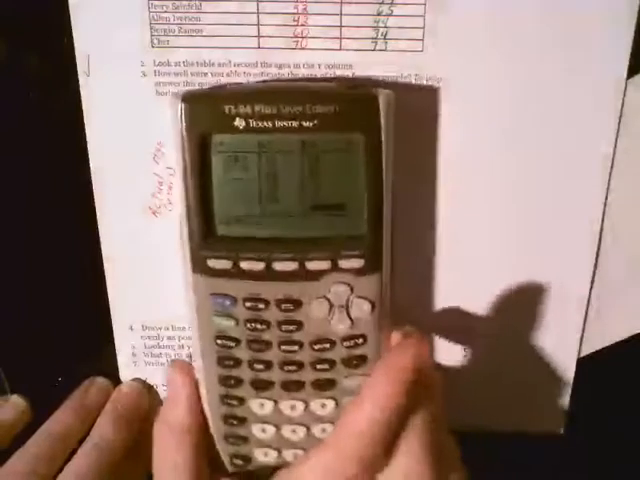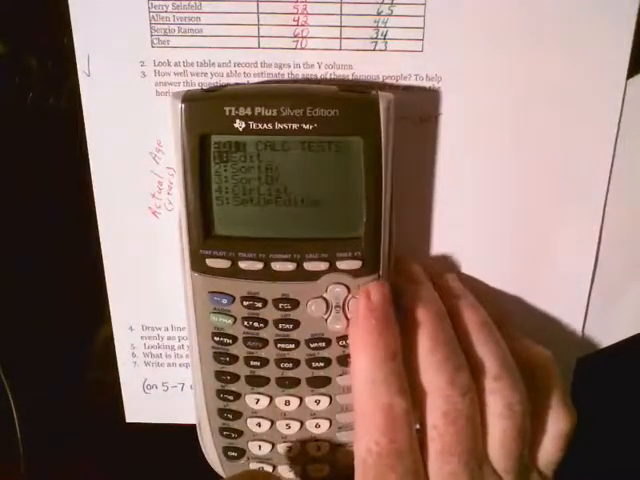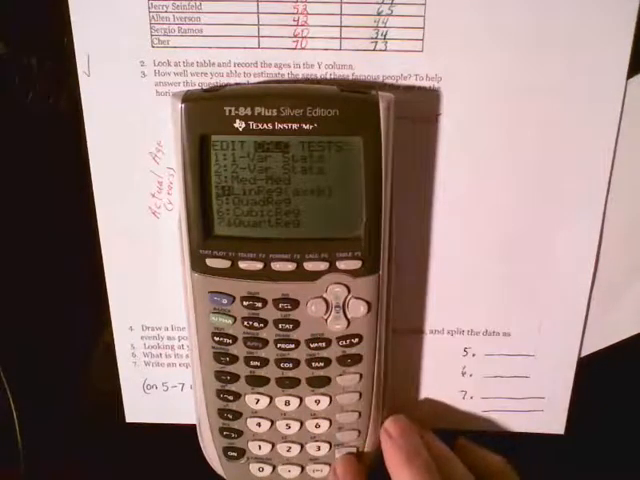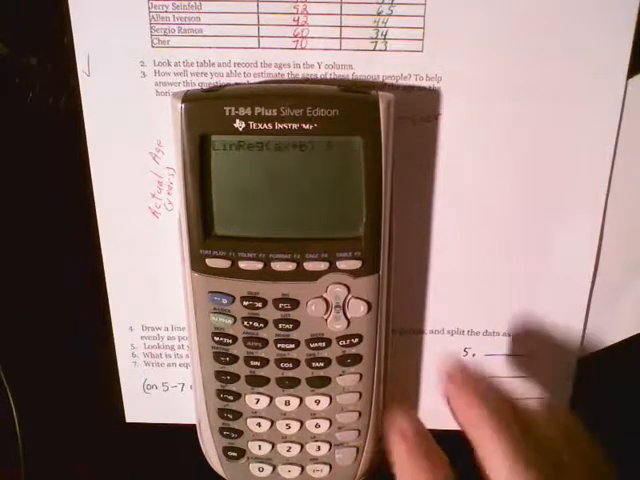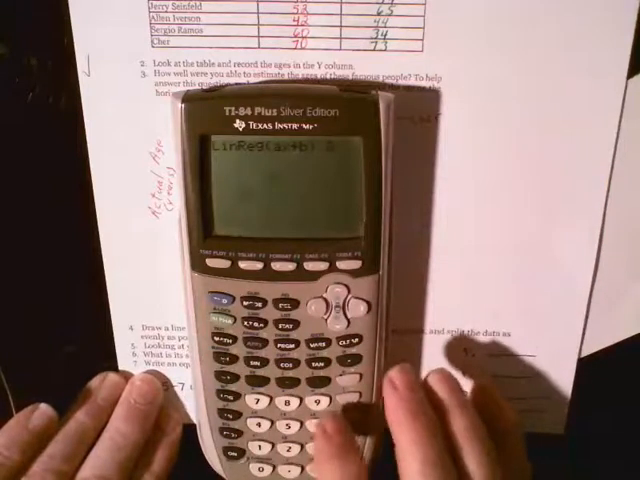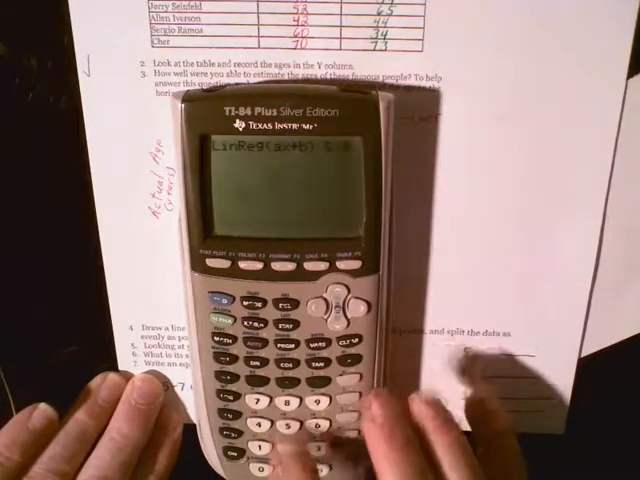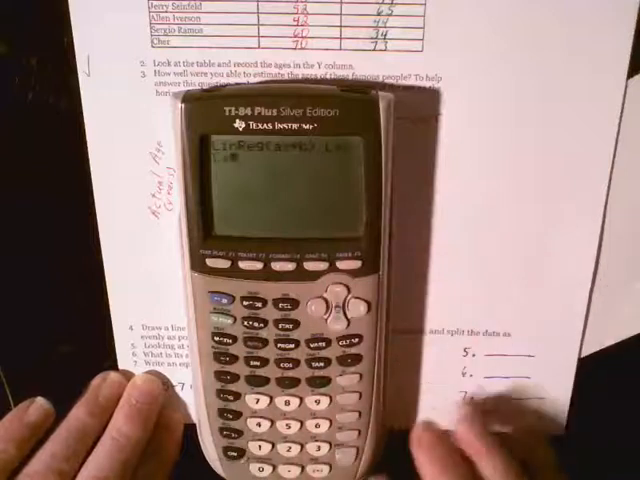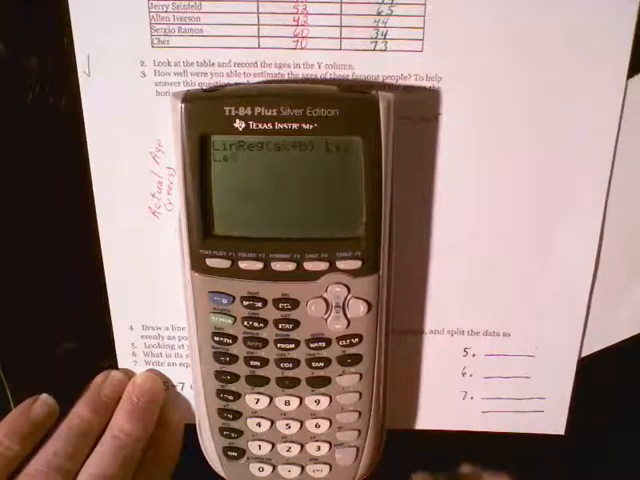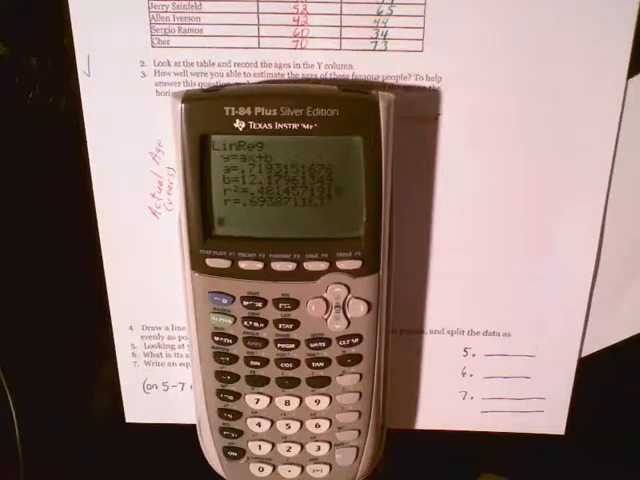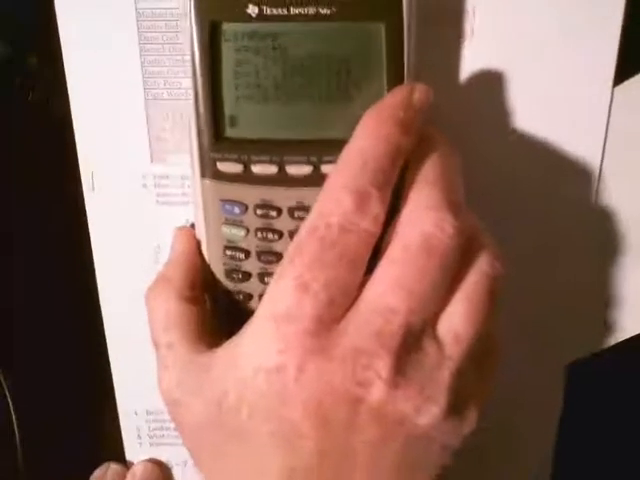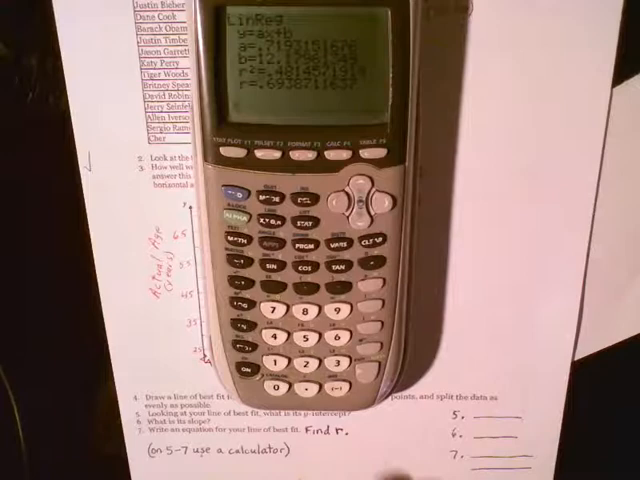Next thing we're going to do is go on the calculator. We're going to hit stat, go to calculate, go down to the linear regression, ax plus b, hit enter, and I put mine in on 5 and 6. So second 5, comma, second 6. Then I'm going to hit enter, and it should pull up your a, your b, your R squared, and your r. And those are the answers to, come down here, those are the answers to 5, 6, and 7.